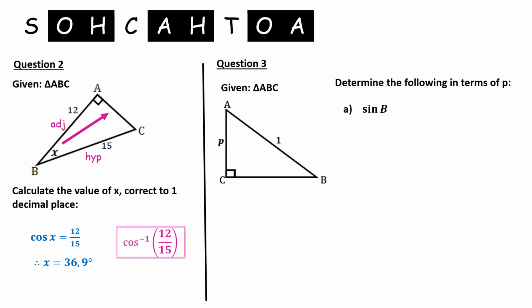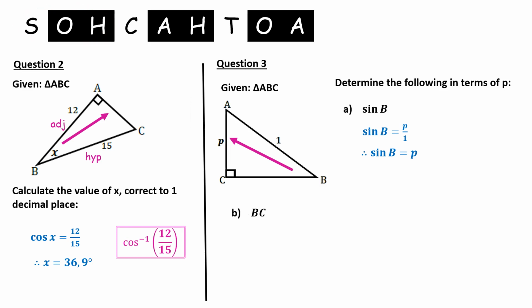Now sine is opposite over hypotenuse. Now let's see if we have enough information. Well, I've got P, that is opposite B, and 1 is the hypotenuse, which does give me sine. So the sine of B is going to be the opposite side, which is P, over the hypotenuse, which is 1. And I can simplify P over 1 to just P. So a slightly different type of question. I haven't given you values this time, but we can still do it quite easily.